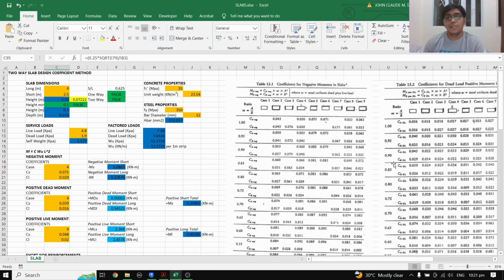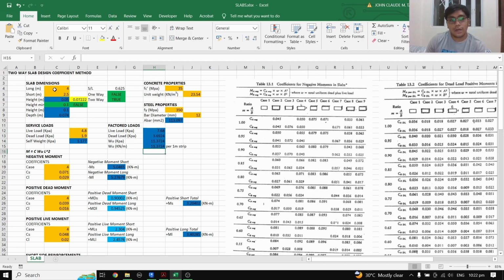Good day, my name is Yisi Talamate and I'm here to discuss our slab design for our RCD project. For our two-way slab design, first we have to input all the needed parameters, which are all highlighted in orange. Our green is our conditions, and our blue are automated calculations.